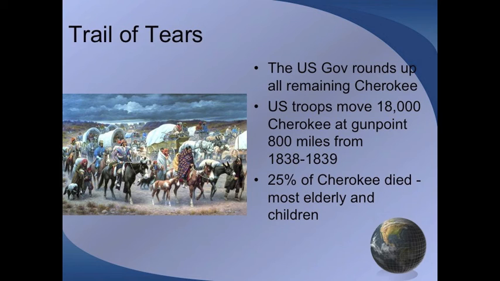During this march, where they were not given adequate food nor adequate clothing, upwards of 25% of the Cherokee died. Mostly the dead were elderly and children, ones that were not physically fit to make the march. However, this was a clear and abhorrent case of a miscarriage of justice, where the United States Army was used to essentially massacre thousands of Native Americans.